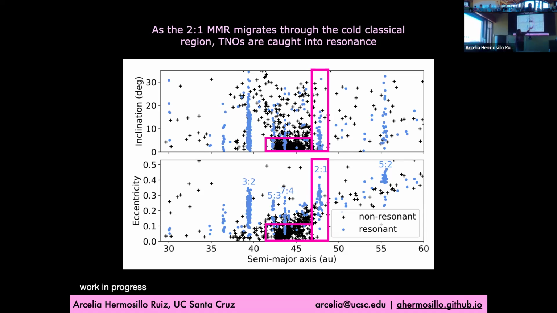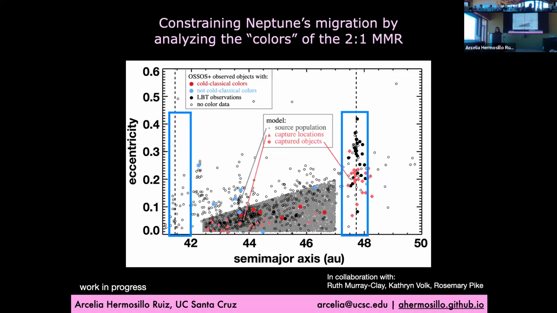And then we can compare the color data of the objects in the 2-to-1 in the observations to simulations that I ran, to be able to distinguish how much migration did occur. So I guess that's showing that again in this plot. I mentioned there are different colors. The 2-to-1 is going to go out, and some of those will be the redder ones that are caught from this lower inclination, lower eccentricity region.